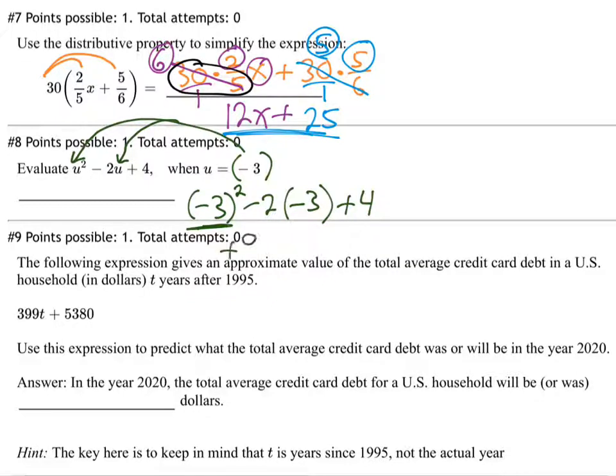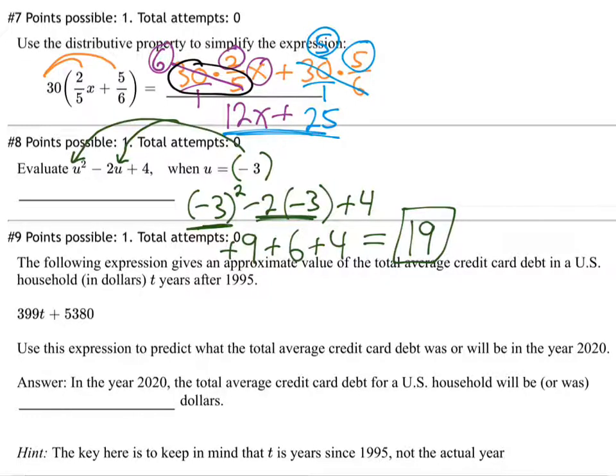So that's positive 9. And what's negative 2 times negative 3? Positive again, because again, 2 negatives make a positive. Plus 4. And 19. Yeah, because 6 and 4 is 10, and 9 is 19. There we go. So what did we do? We plugged in negative 3 for u and worked out the expression.